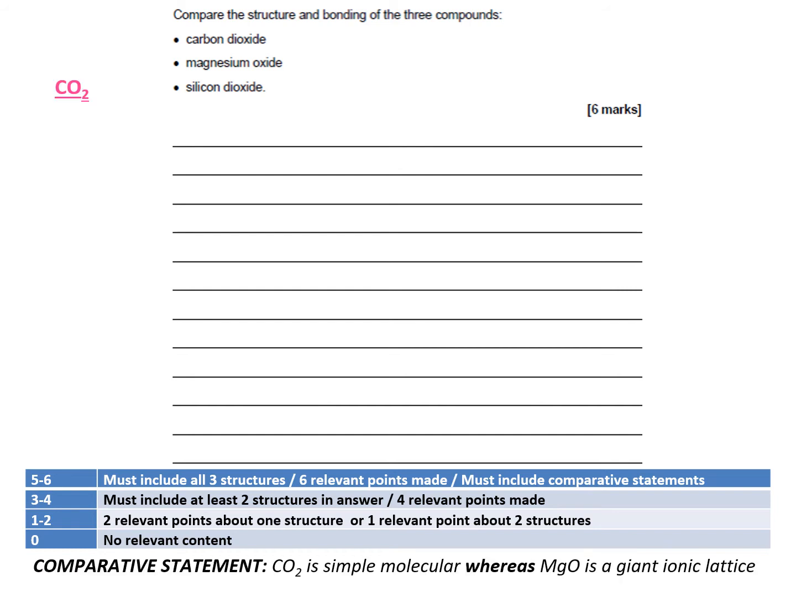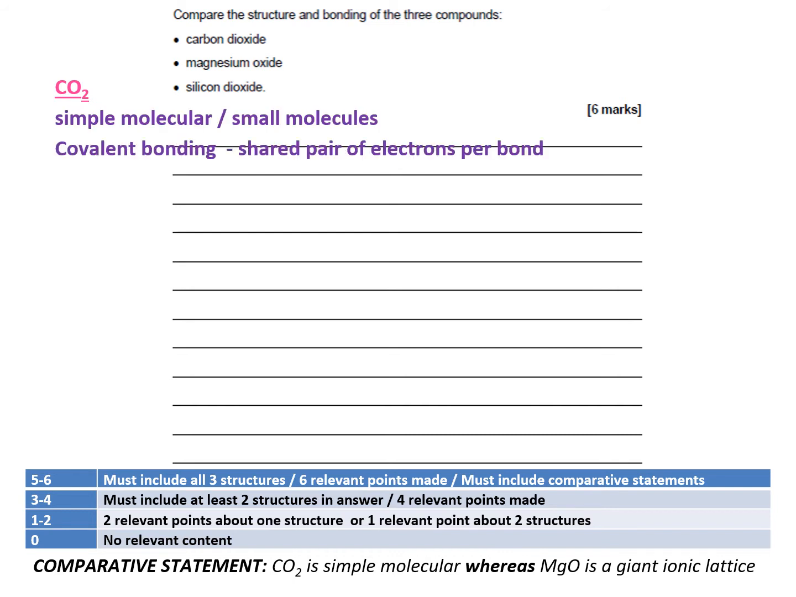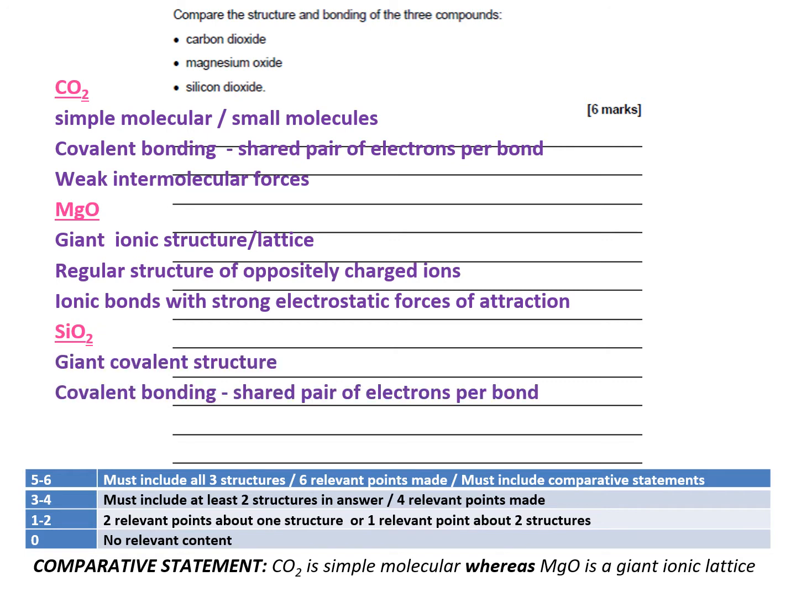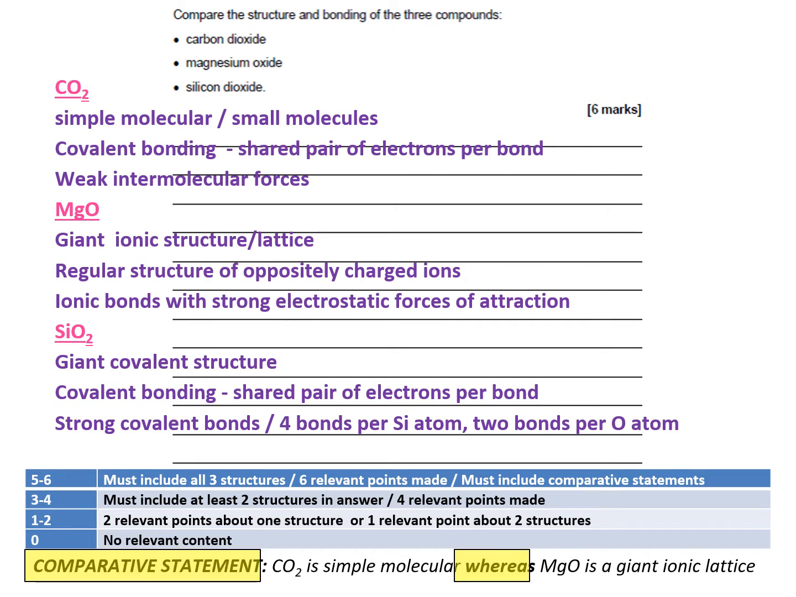Okay, so our key points need to be simple molecular structures for carbon dioxide, covalent bonds within a small molecule, weak intermolecular forces. Magnesium oxide, giant ionic structure between a metal and a non-metal, looking at oppositely charged positive and negative ions, and therefore strong ionic bonds with electrostatic forces holding them together. Silicon dioxide, giant covalent, shared pairs of electrons, strong covalent bonds within our giant structure.